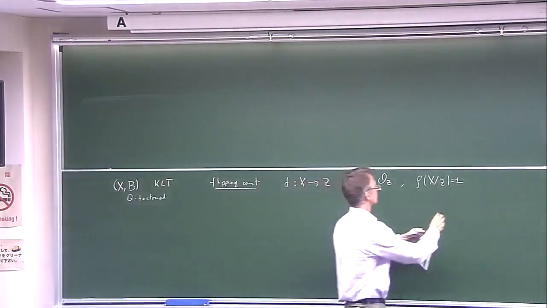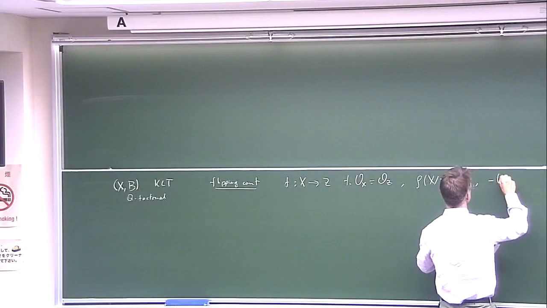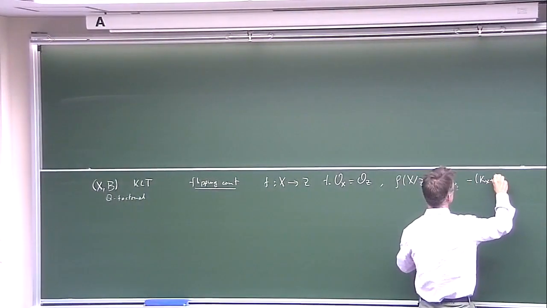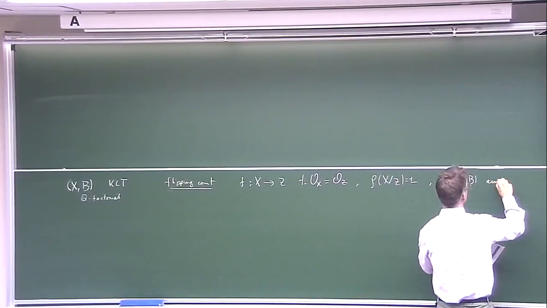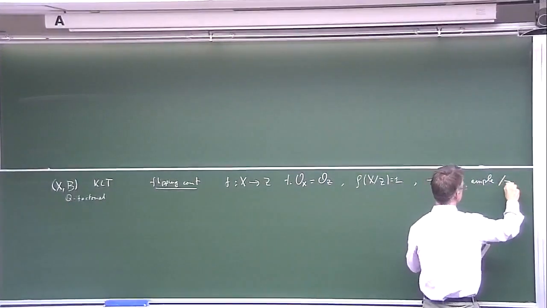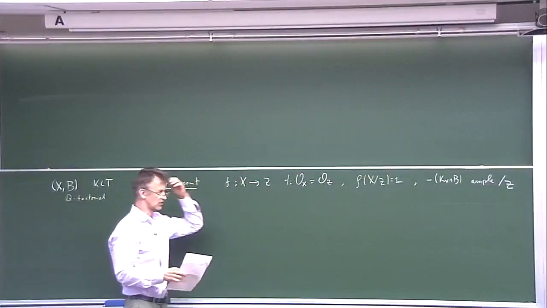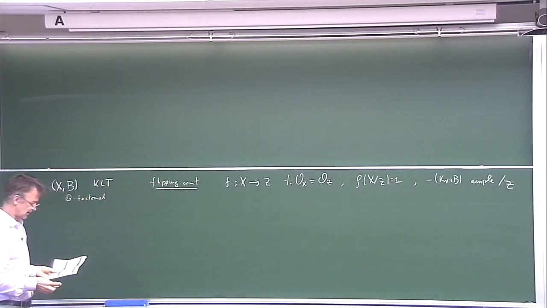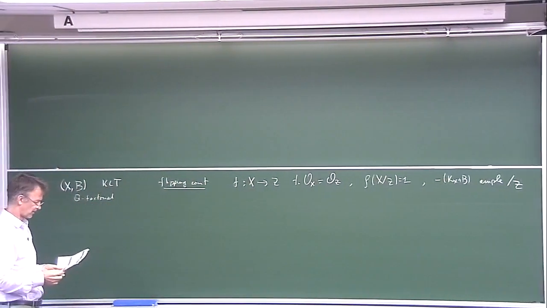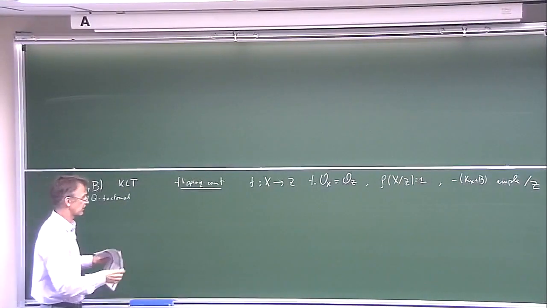And then the most important hypothesis of all is that -(K_X + B) is ample over Z. And typically you assume maybe that Z is affine, so you can just say that -(K_X + B) is ample if you prefer. So that's what a flipping contraction is.